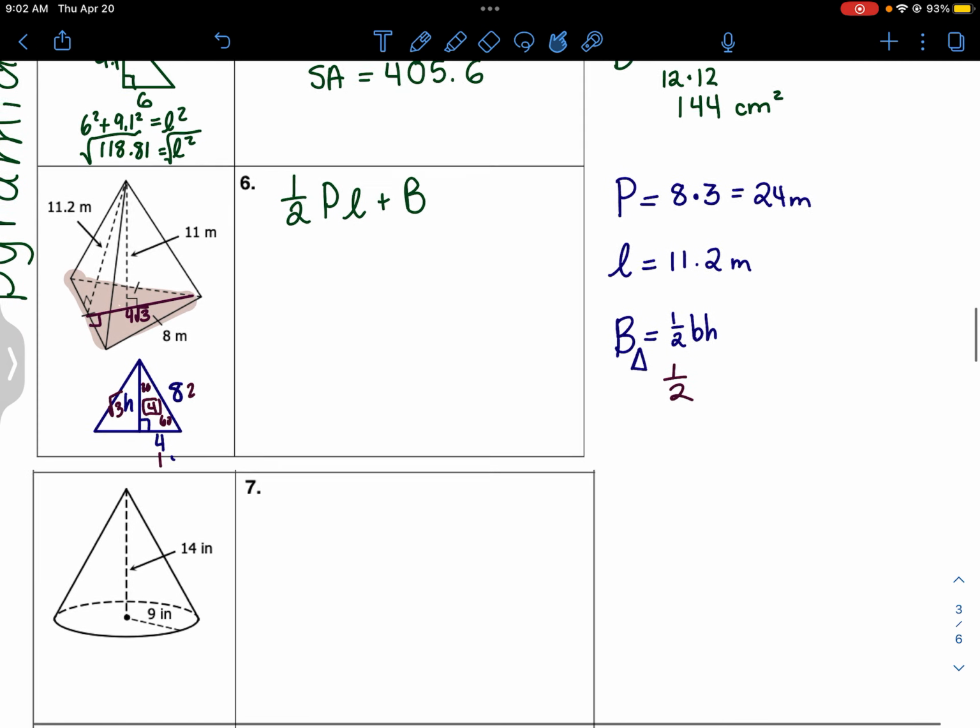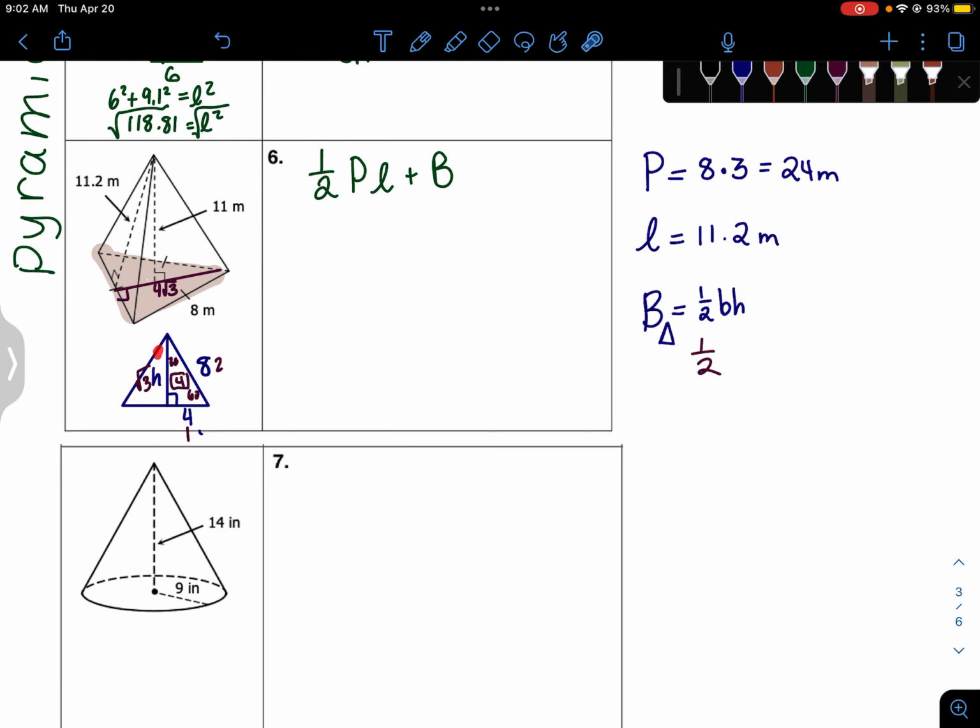1/2. Now if I look at this triangle, that is my base, the base of my pyramid. The base of the triangle, it's 8. So I'm going to put 8 right here. The height of the triangle, we just did a lot of hard work to find, is 4 radical 3. And I'm going to leave this in simplified radical form.